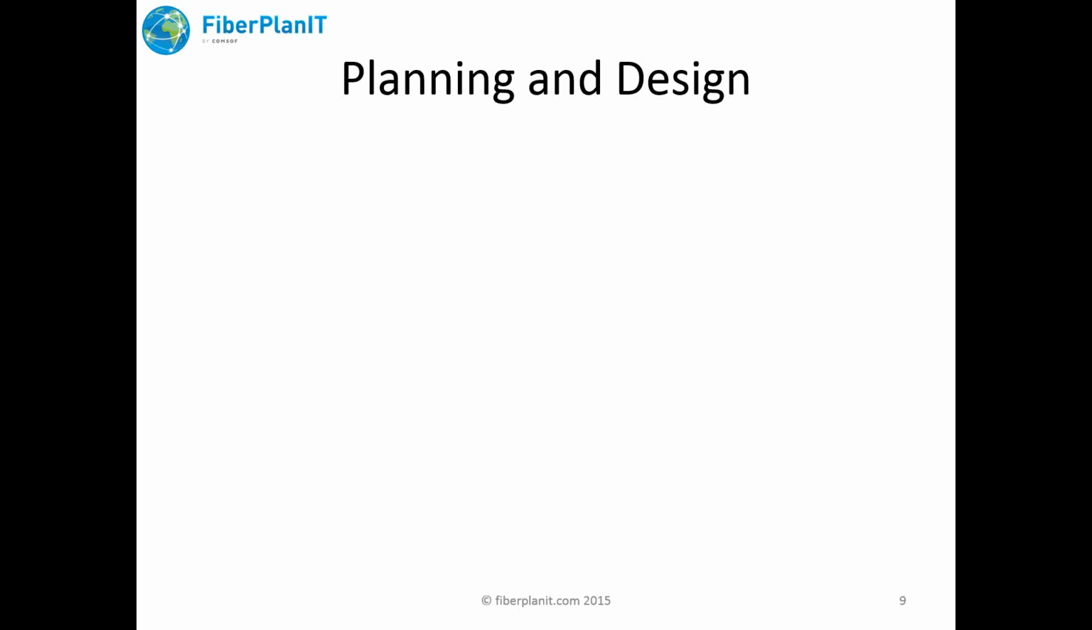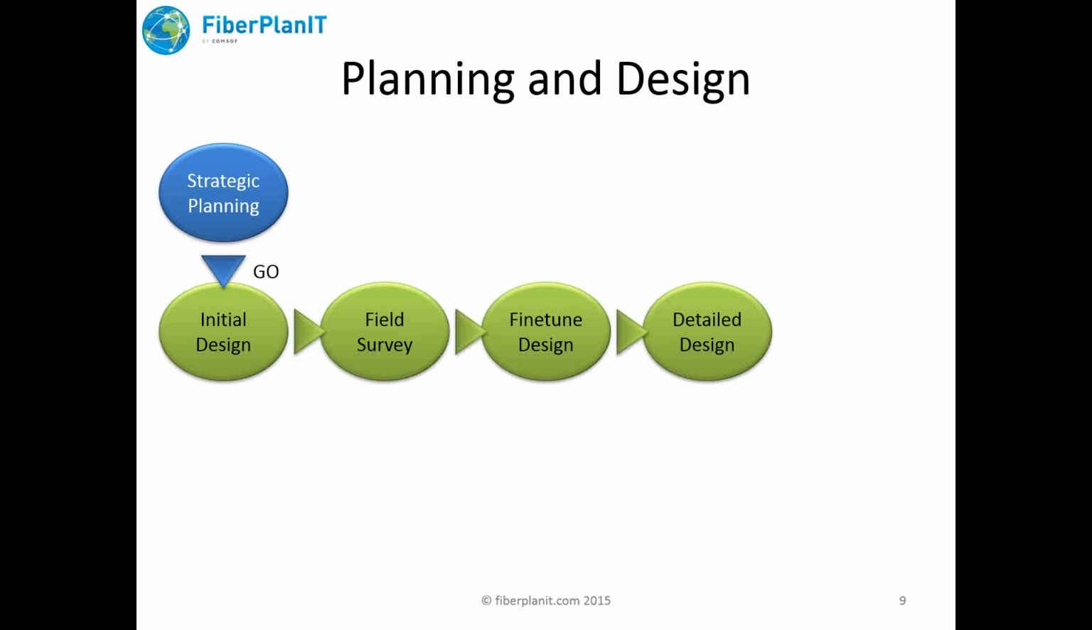Then let me define some terminology, because it's not always easy to describe what we mean with planning and design. So we see this as various phases in the network planning. Usually we start with the strategic planning, where we'll make certain choices about which technology we will use, which areas we will roll out, and so on. Once the decision has been made that there will be an FTTH deployment, we'll go to the design phases.